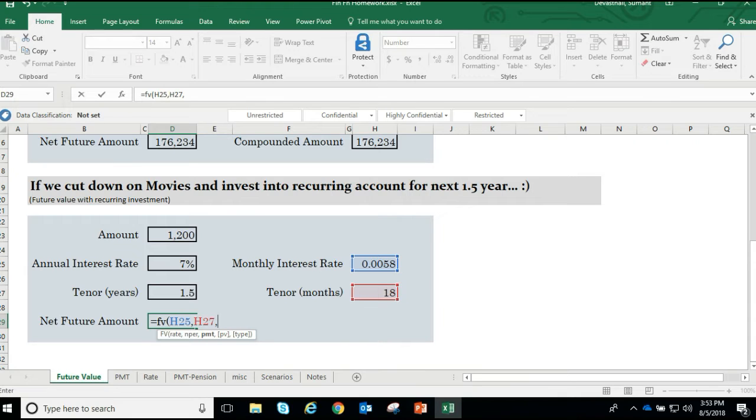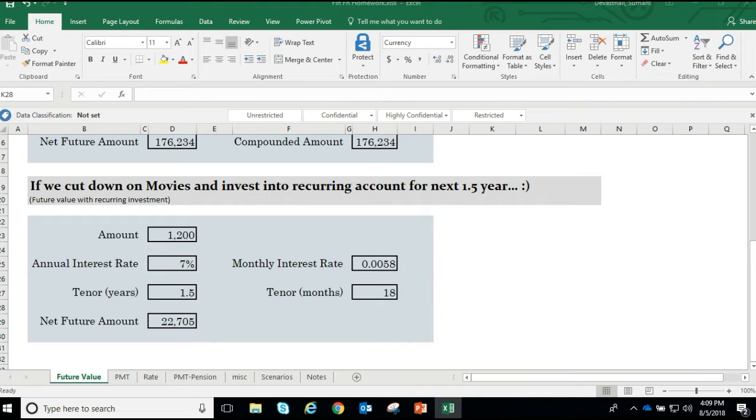What's the payment? Again, that's a payment going out of our pocket, so negative. This time we are using payment, remember, not the present value, because this is a recurring payment, right? What's the value? So this is the value that you will have at the end. Hope that helps us understand the future value formula.